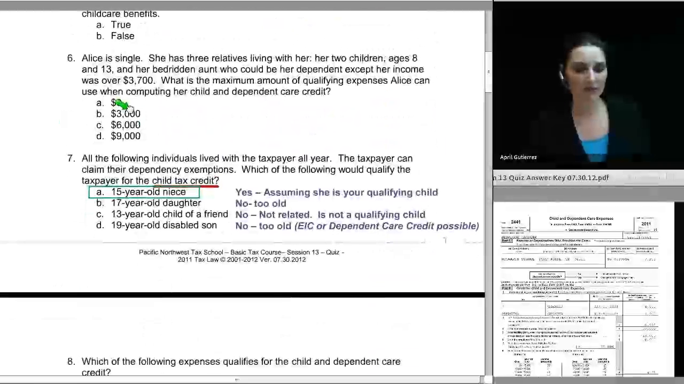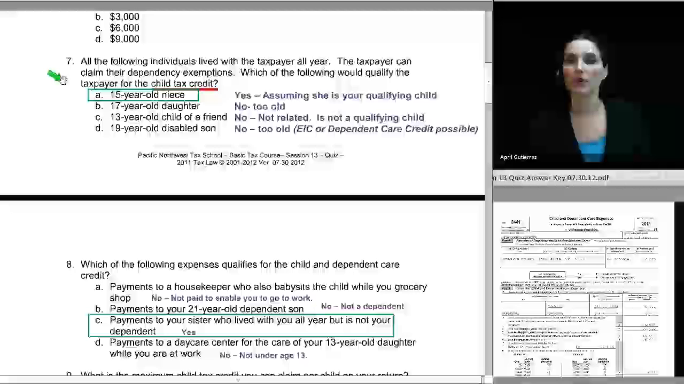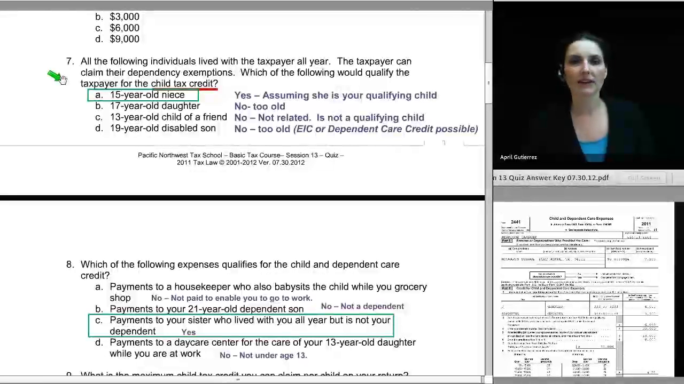Moving on to the next most frequently missed question. Question number 7. All of the following individuals lived with the taxpayer all year. The taxpayer can claim their dependency exemptions. Which of the following would qualify the taxpayer for the child tax credit? And so we offer you some options. And as you can see, option A is the correct choice.